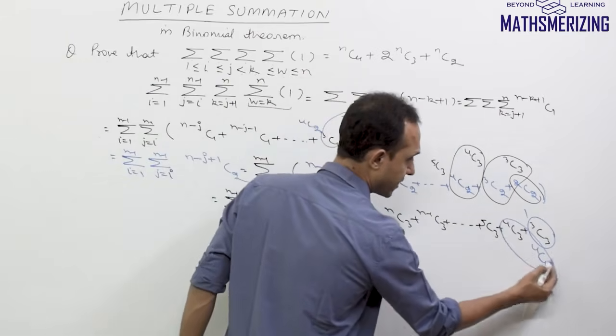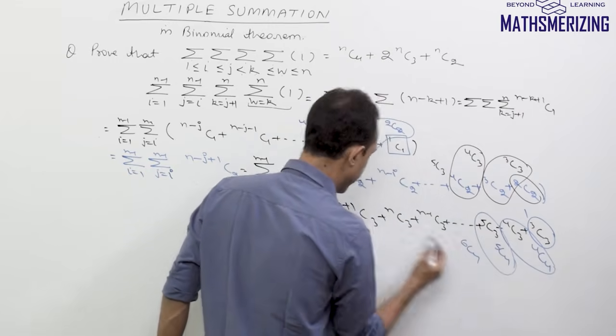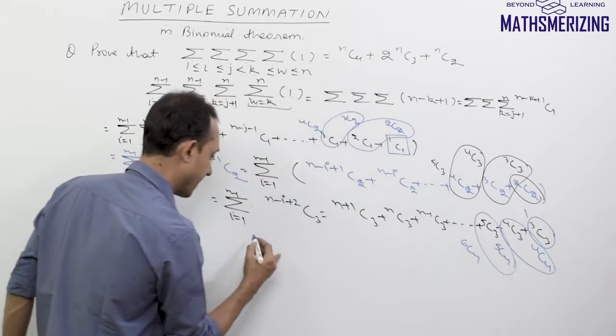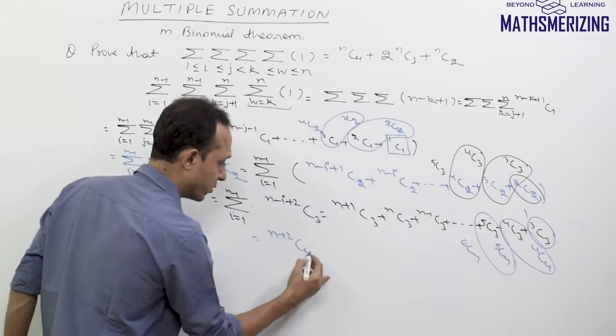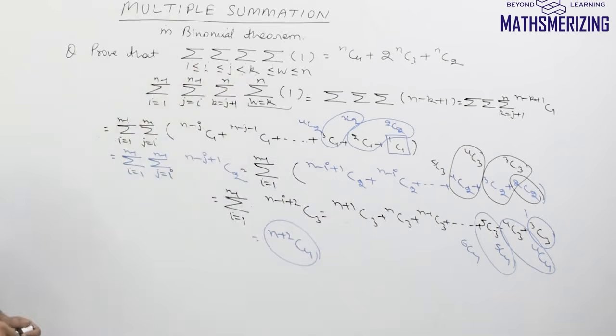Now n same, r differs by 1. So there'll be 5C4. Now again n same, r differs by 1, 6C4. So finally in the end, I'll get (n+2)C4. So the answer to this summation is (n+2)C4.